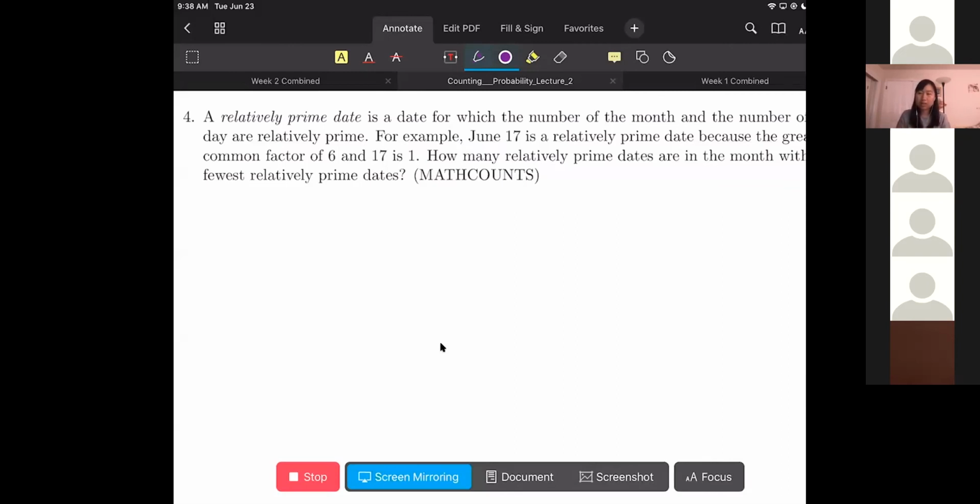Here's an example. June 17th is a relatively prime date because 6 and 17 don't share any common factors. The GCD is 1. Today, which is June 23rd, is also a relatively prime date because 6 and 23 don't have any common factors. And so here the question is, how many relatively prime dates are in the month with the fewest relatively prime dates? This is a little bit tricky. Anyone have any ideas?